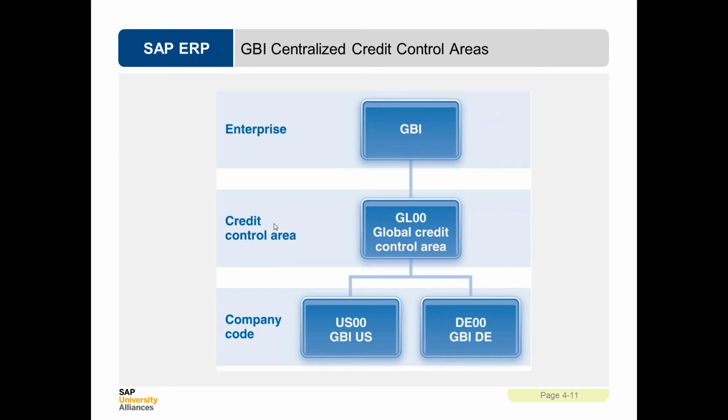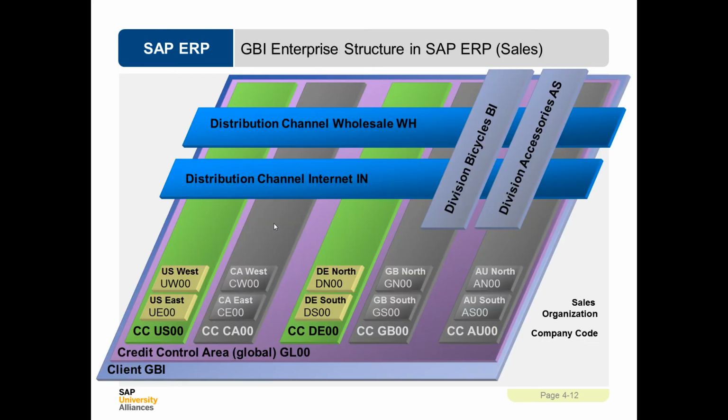So if we put this all together, we can see that from a fulfillment standpoint, we have at the highest level the client. Then we have a centralized credit control area. Now we could have individual credit control areas for each of the company codes, and that would be okay as well. But Global Bike chooses to have a centralized credit control area. So then we have our company code, our sales organizations, East and West, our distribution channels, and then across our distribution channels, the various divisions.